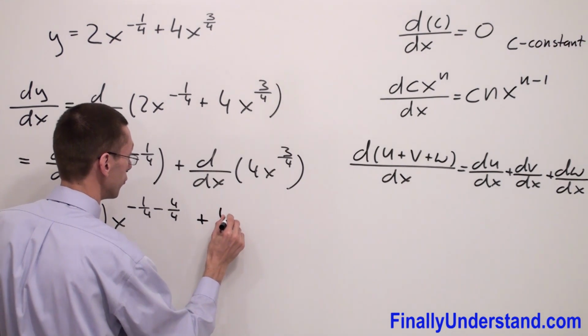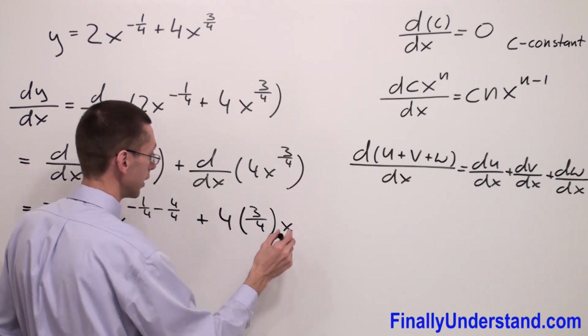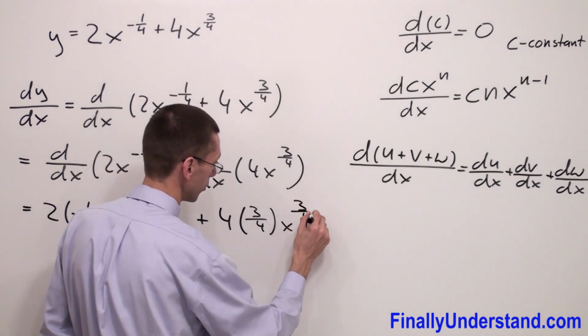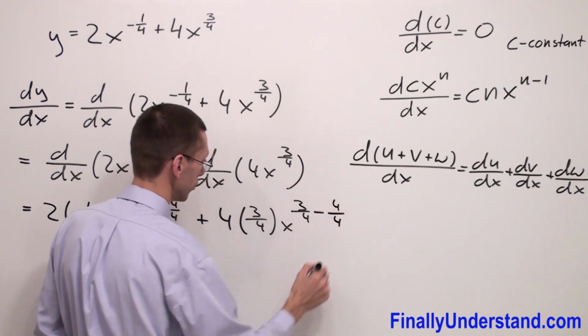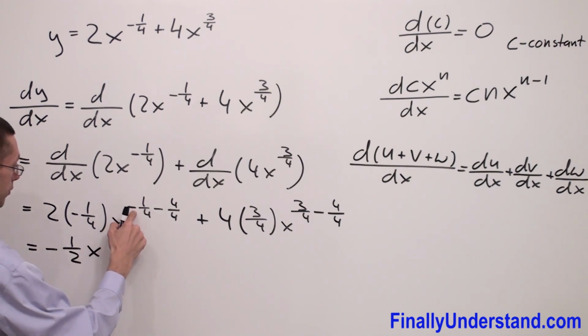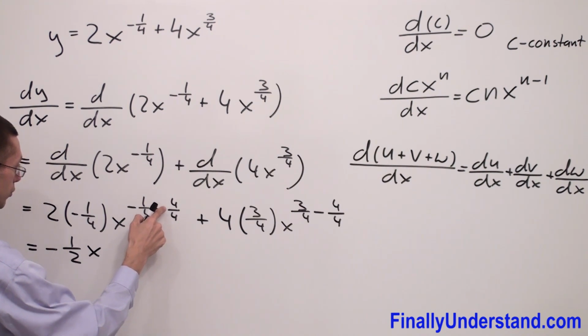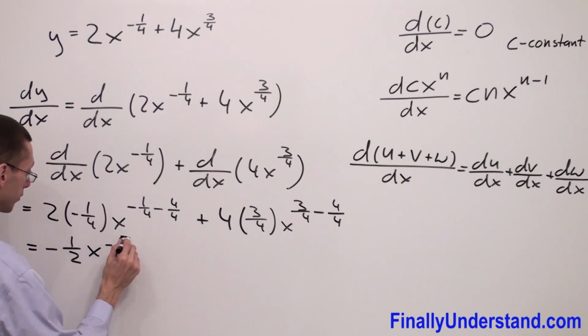plus 4 times 3/4, x to the 3/4 minus 1, so my denominator is 4, so I have 4. So what I have, 2 and 4, they're going to reduce each other, and I'm going to end up with negative 1/2 x, okay? Negative 1/4 minus 4/4 is equal to negative 5/4.